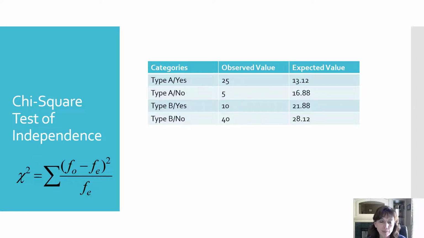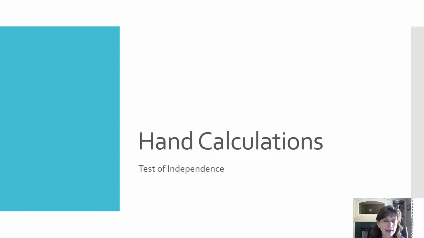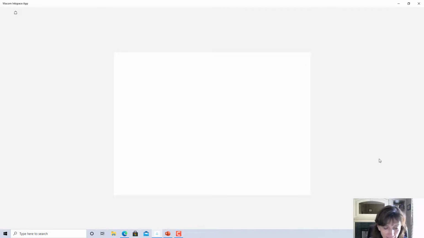I also am just reminding you of what the formula for chi-square looks like, where we're taking sigma, and then we're taking the observed value minus the expected value. We're going to square that, and then we're going to divide by our expected value. We're going to get to our hand calculations, and I'll show you how to do that in those hand calculations. All right, so hand calculations here.